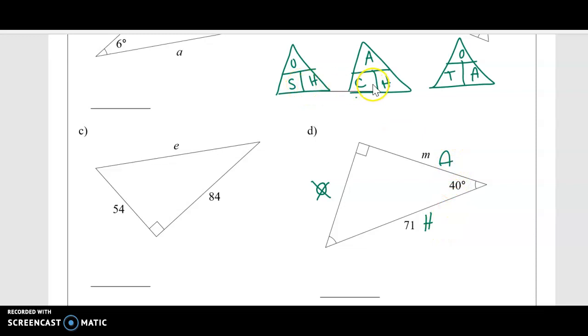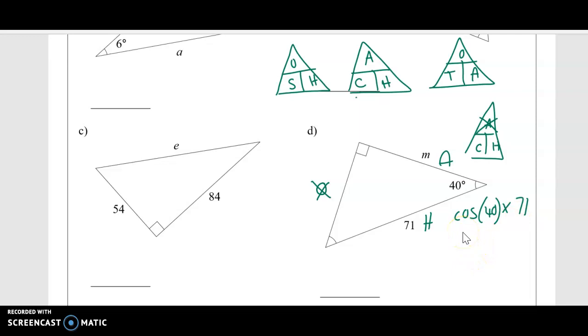We then pick one of the 3 triangles that has A and H in it, which is the middle one. We draw that. We now cover up what we want to find. So we want to find A, so I cover up A. So I'm left with cos of the angle, which is 40, multiply, because when they're next to one another you multiply, by the hypotenuse.